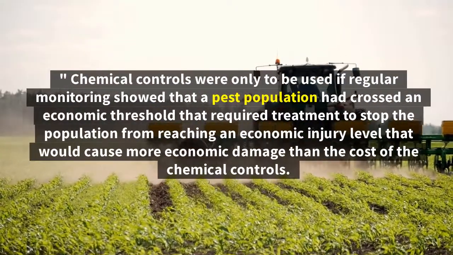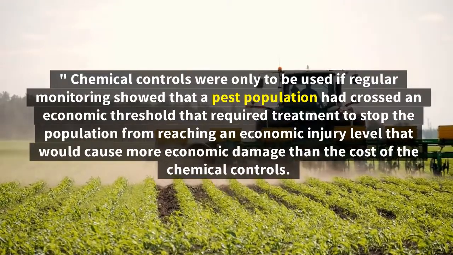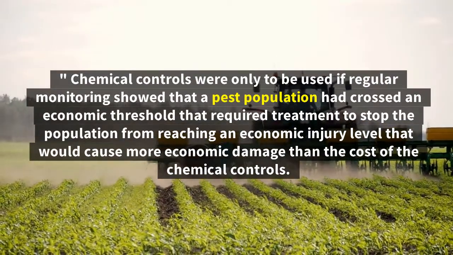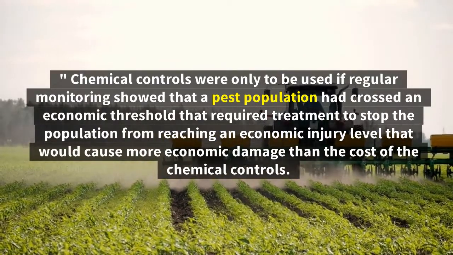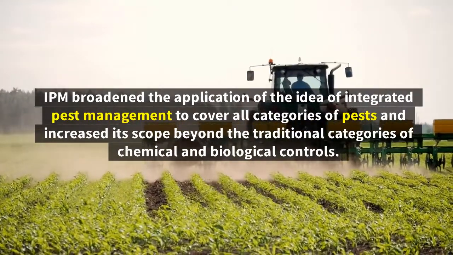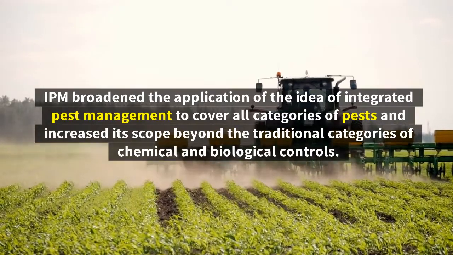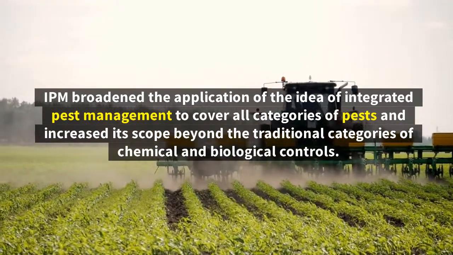Chemical controls were only to be used if regular monitoring showed that a pest population had crossed an economic threshold that required treatment to stop the population from reaching an economic injury level that would cause more economic damage than the cost of the chemical controls. IPM broadened the application of the idea of integrated pest management to cover all categories of pests and increased its scope beyond the traditional categories of chemical and biological controls.